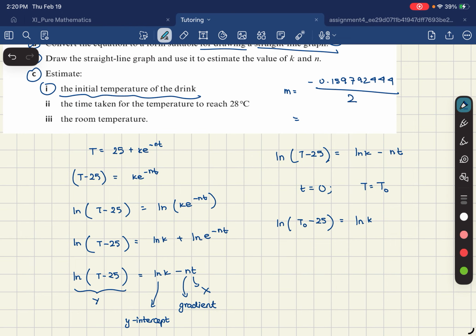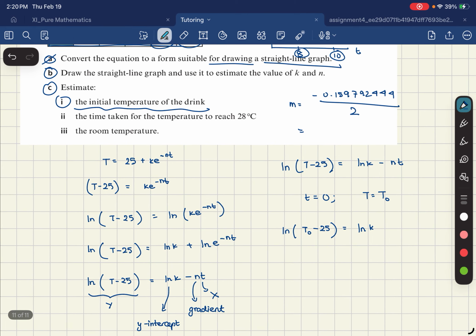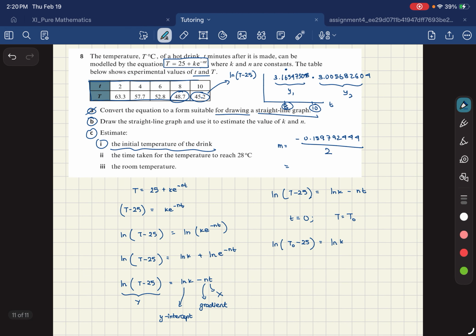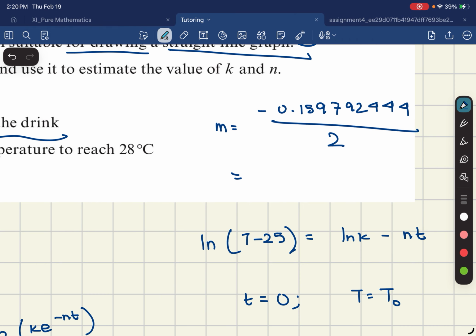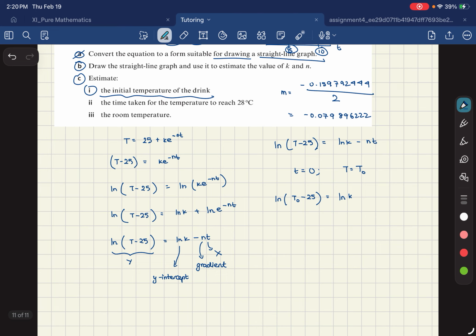I'm sorry about that. Where did my answer go? Wow. Okay, let me just write it again. That is negative 0.079, so that is my m. And it's negative because it's decreasing, and that is something that we expected.